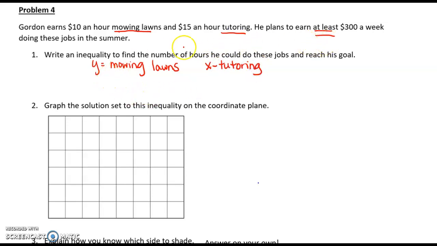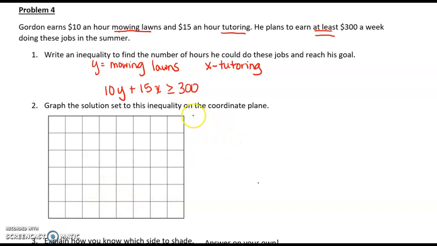So we're talking about money, so money goes with money. I've got $10 an hour mowing lawns plus $15 an hour tutoring. And I know it has to be at least, so that's our greater than or equal to $300. Let's graph this on the coordinate plane.